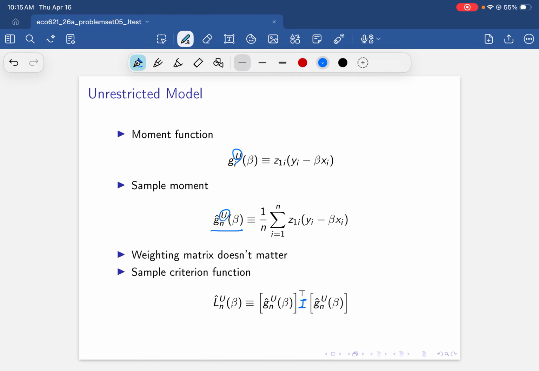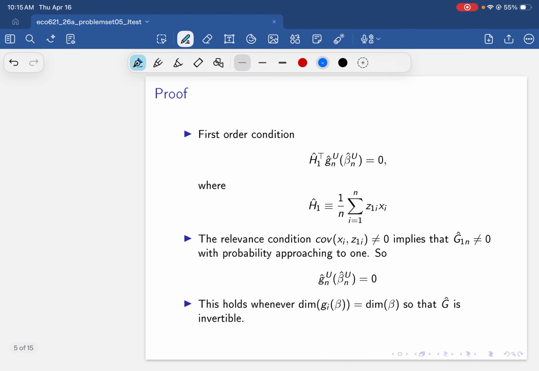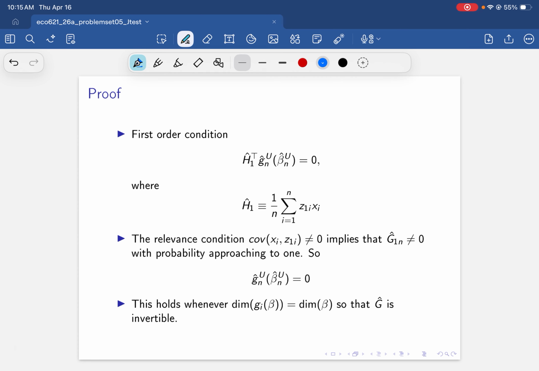So pretty simple. As you see, when you use the identity matrix, this is basically the Euclidean norm squared, and you are going to minimize that Euclidean norm. I want to show that this is 0, which is equivalent to showing this. The intuition is clear here: you have one parameter for one moment condition, so you can satisfy it exactly. The proof is like this.